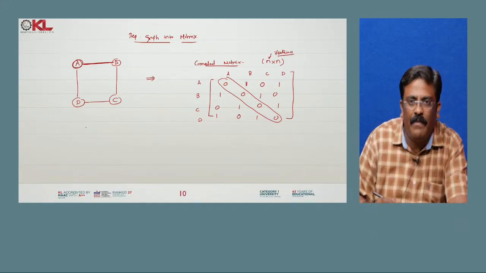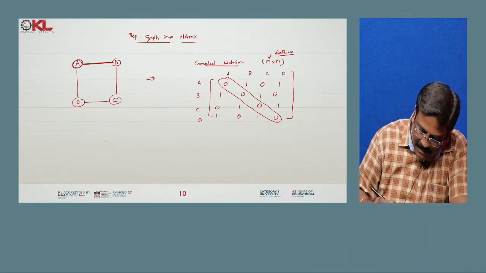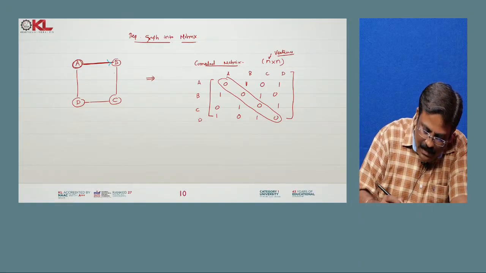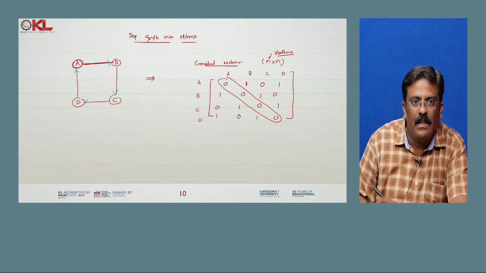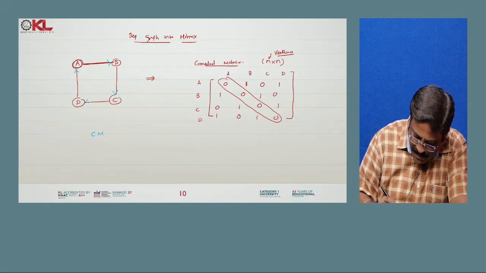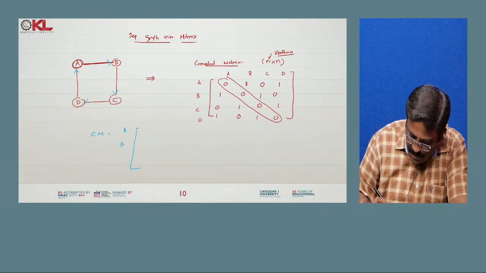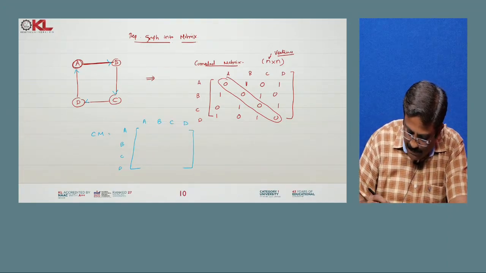Let's say, for example, how can we rewrite this connection matrix for a directed graph? Let's say now we change it to directed. I am changing to this blue color. Let's say this is the direction given over here. So how can we write the connection matrix for the directed graph now? We write the connection matrix in terms of A, B, C, D, and here also in terms of A, B, C, D.